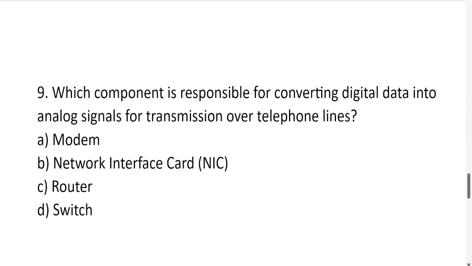Question number 9. Which component is responsible for converting digital data into analog signals for transmission over telephone lines? Option A, modem. Option B, network interface card, NIC. Option C, router. And the last one is switch. Here the correct answer is option A, modem. What is a modem? Modem stands for modulator and demodulator, which converts digital signals from a computer into analog signals and vice versa. Next.